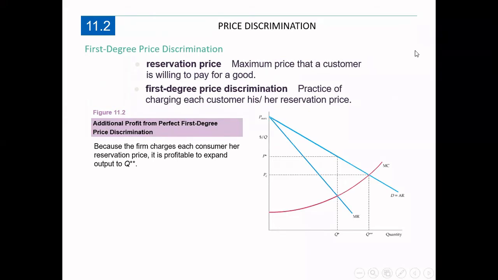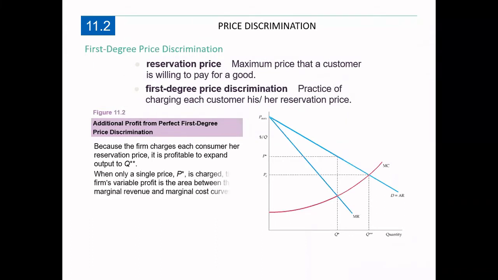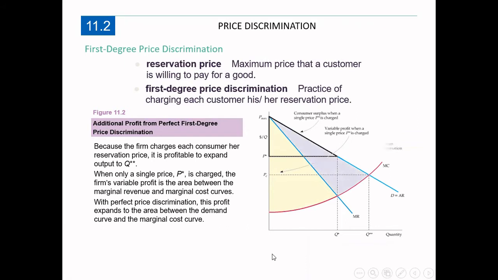After we know the reservation prices, which are the different prices according to the willingness of the people, we see that this area represents the consumer surplus of a single price. This is the area of the consumer surplus. If we look at the variable profit, where the single price P star is charged, this is the difference in the markup that I can have from the different types of market, between the monopolistic and the perfect competition.